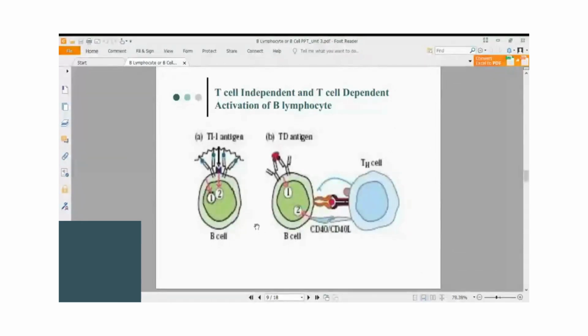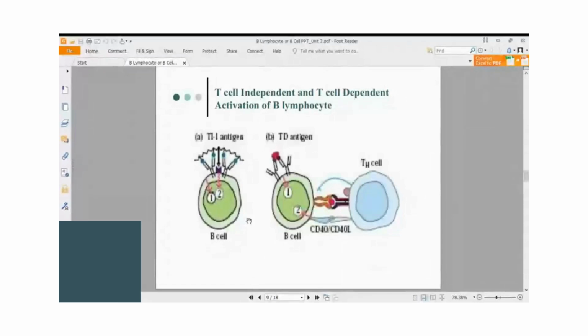And I had mentioned that the thymus independent antigen mode of activation of B lymphocyte will be short lived and does not give rise to immune memory. At the same time, the thymus independent activation of B lymphocyte plays a major role in immediately attacking the antigen and trying to conquer the antigen through production of IgM. Only one type of antibody is going to be produced.